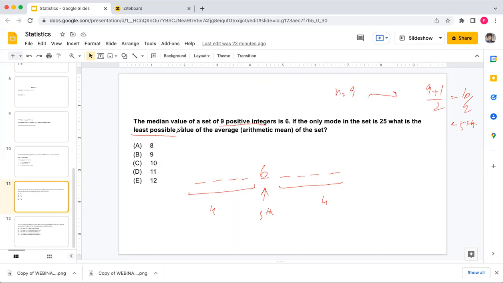We are asked to find the least possible value. In order to have the least possible value, we will try to minimize all of the values. And how is that possible? The question is saying the median is 6. So the first value is 1, second is 2, this is 3, this is 4, and this is 6, this is 7, this is 8, this is 25, and this is 25. Is this understood by all, what I did here? I am trying to minimize all of the values, right? And the mod is 25. So to make the mod 25, I take two 25s and minimize all the other values. That's why I took 1, 2, 3, 4, 6, 7, 8, and 9.